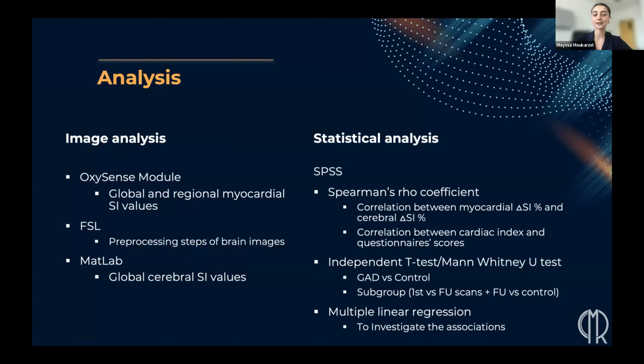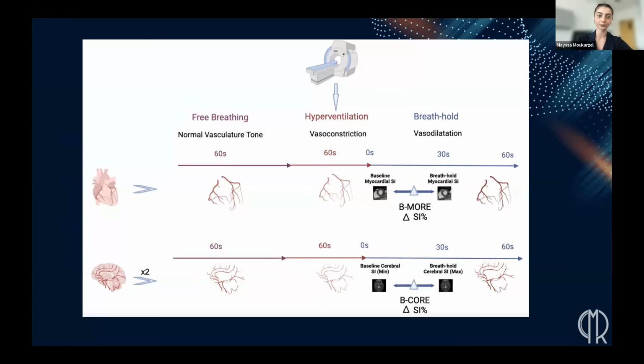For the statistical analysis, we use SPSS to do a bunch of tests and basically to look at BMOR and BCOR across the different groups and to investigate the associations. Now, this is just a little visual summary of the breathing maneuver that we did in the heart and the brain and its effects. And here, I just want to mention that the brain breathing maneuver was done twice just to ensure reproducibility of the method and to reduce any variability if there was any.